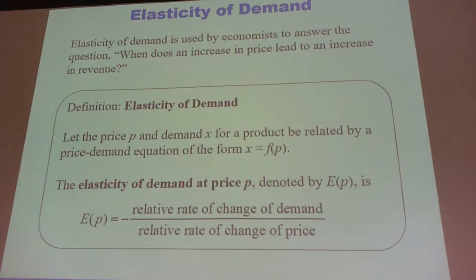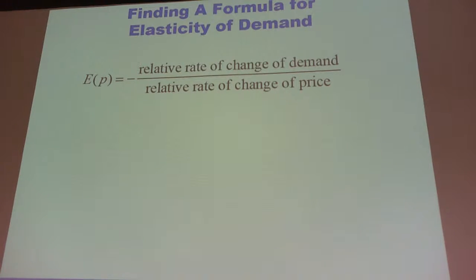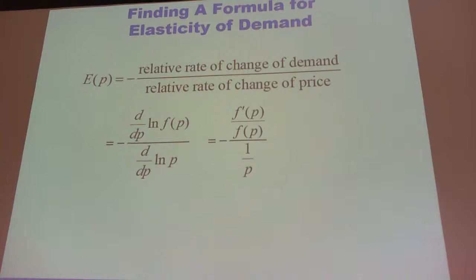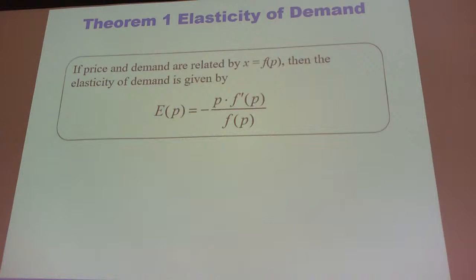We're getting closer and closer to the formula. We're almost there. So E of P equals negative relative rate of change of demand over relative rate of change of price. And then remember it came from the derivative with respect to price of ln f of p over the derivative with respect to price of ln of p. We work that out. And here, finally, this is what we're going to start using. This is the formula I want you to write down. Everything behind is where we got up to.